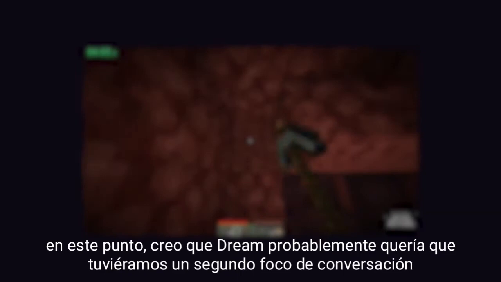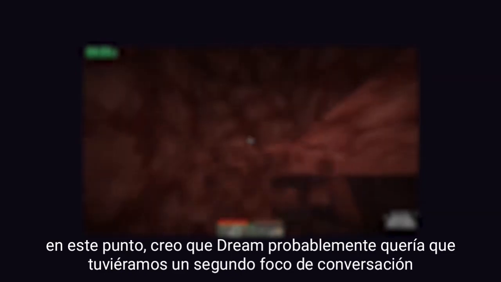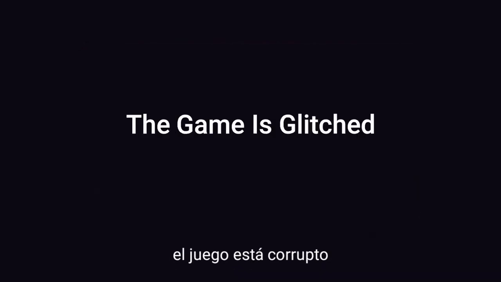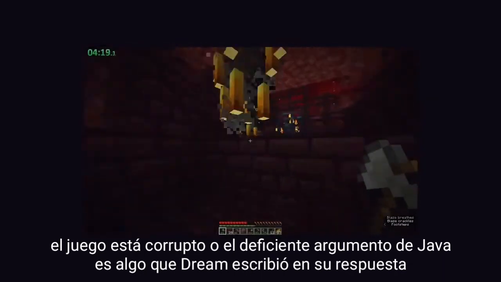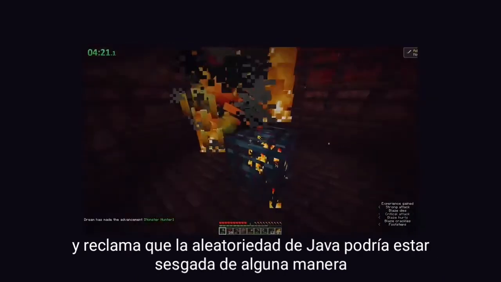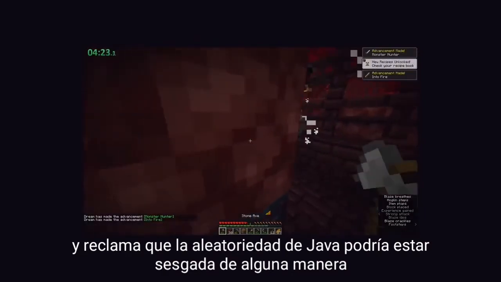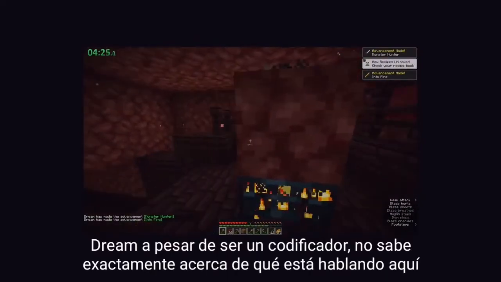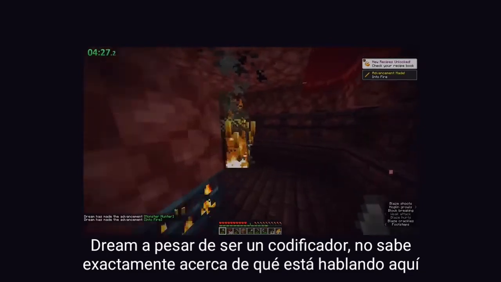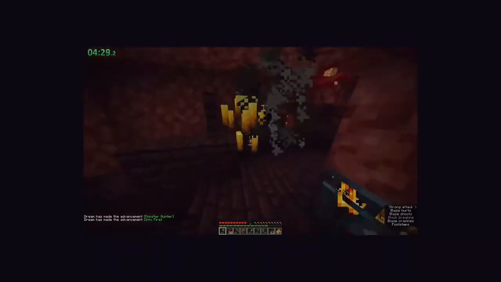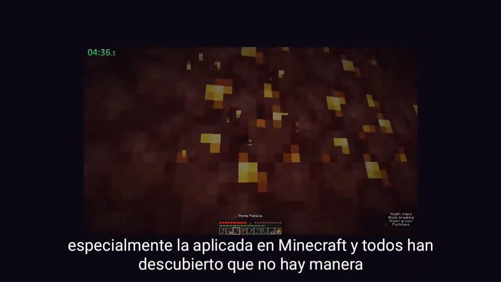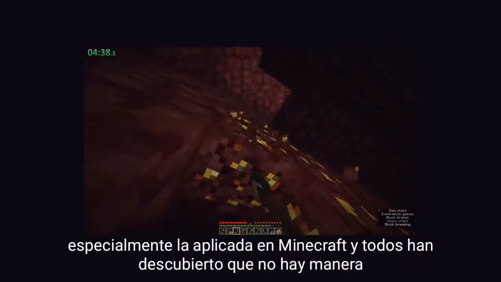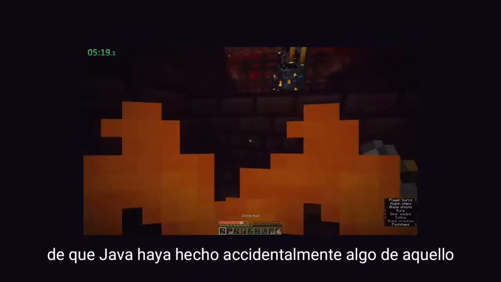At this point, I think that Dream would probably want us to account for a second talking point. The game is glitched, or Java's weird argument, is something that Dream wrote about in his response, and he claims that Java randomness could just be biased in some way. Dream, despite being a coder, doesn't exactly know what he's talking about here. On our team are some really experienced experts on Java randomness, especially applied to Minecraft, and they have all found that there's no way that Java could have just accidentally done any of this.